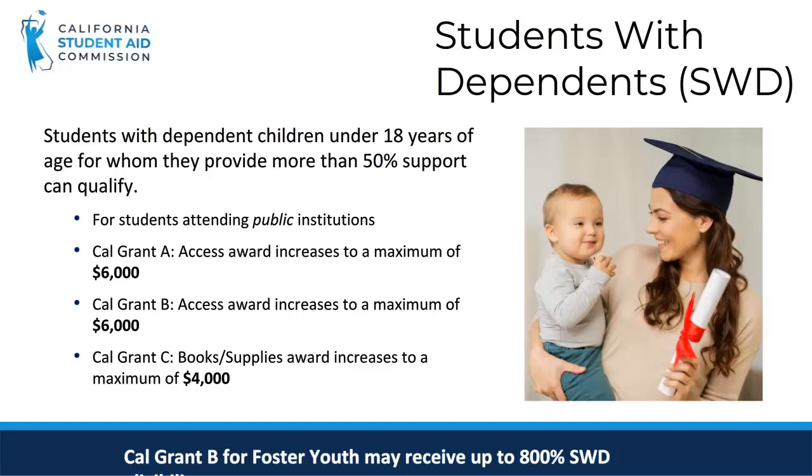This new program aimed at working parents allows Cal Grant awarded students with qualifying dependent children to receive a new and significantly larger Access Award. Students attending California community colleges, CSUs, and UC campuses with dependent children under 18 years of age for whom they provide more than 50% support can qualify.